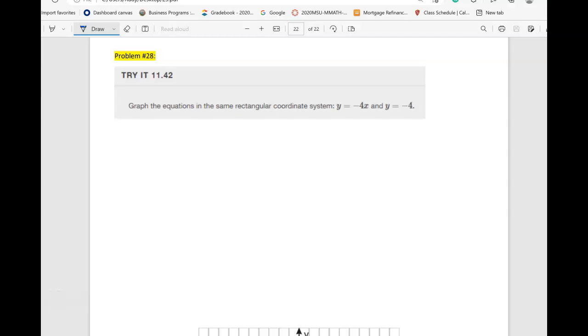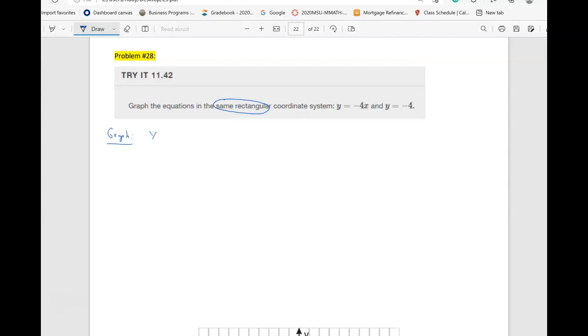Hi class, let's take a look at problem 28. Now in this particular problem, they want the actual graphs on the same rectangular plane, but let me plot them first on separate planes and then I'll show you what the solution should look like. So let's actually graph on the side.